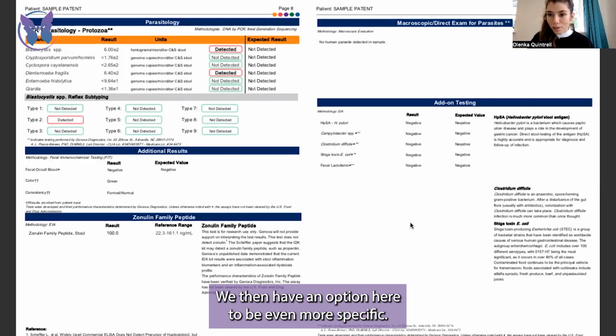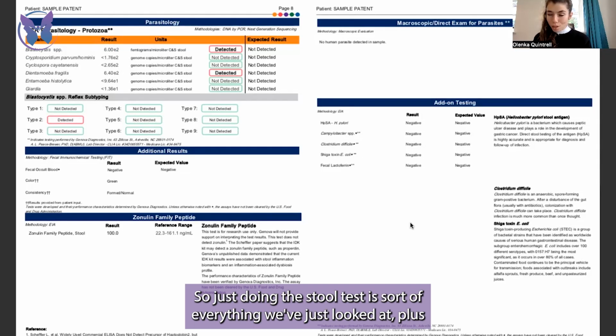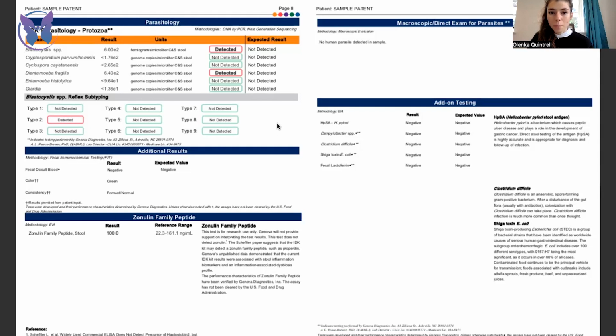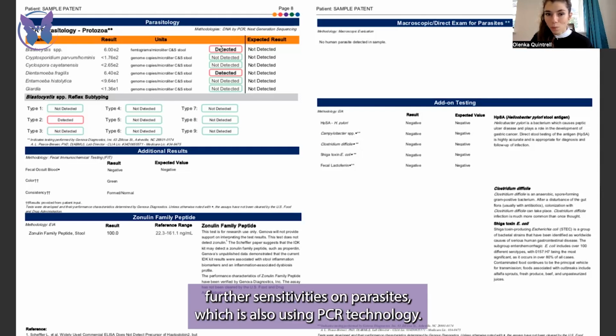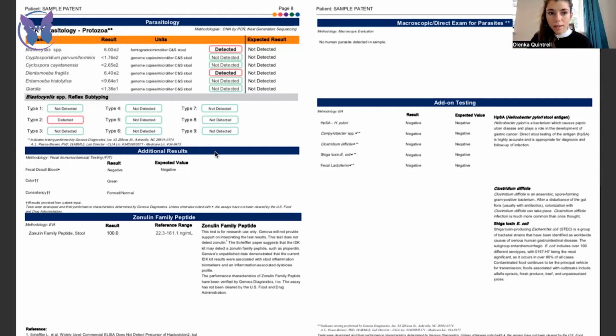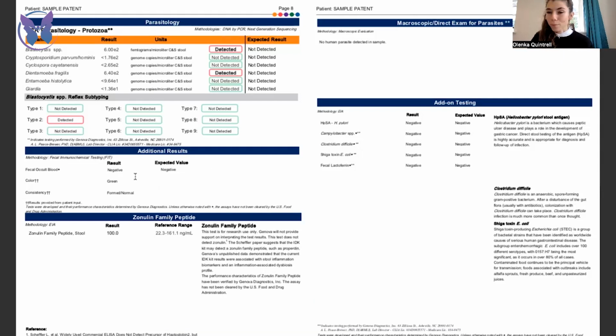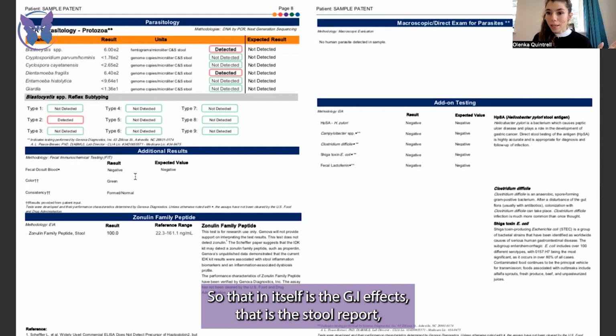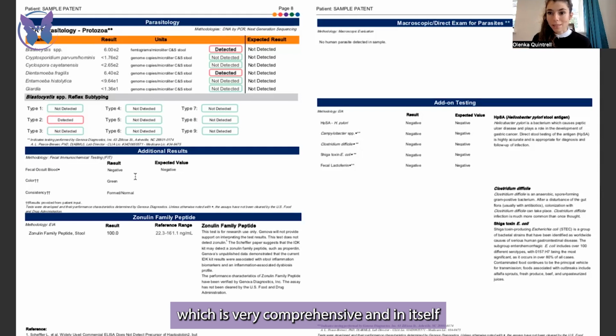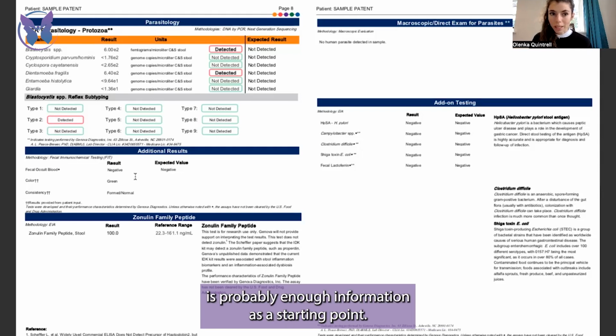We then have an option here to be even more specific. So just doing the stool test is everything we've just looked at, plus further sensitivities on parasites, which is also using PCR technology. And we also measure things like occult blood. So that in itself is the GI effects. That is the stool report, which is very comprehensive, and in itself is probably enough information as a starting point.